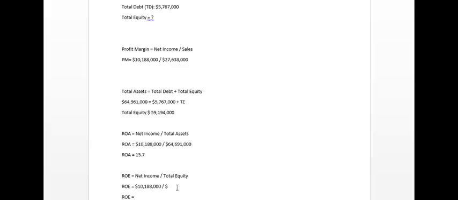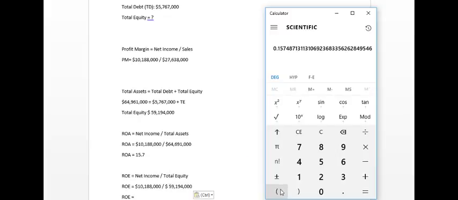Now, return on equity is what we're going to need here. It's going to say net income over our total equity. So we solved for that already with a very simple equation. So we're going to just stick that right down in here. And let me show you how that calculates out. 10,188 divided by 59,194. And it comes out to be 17.2.